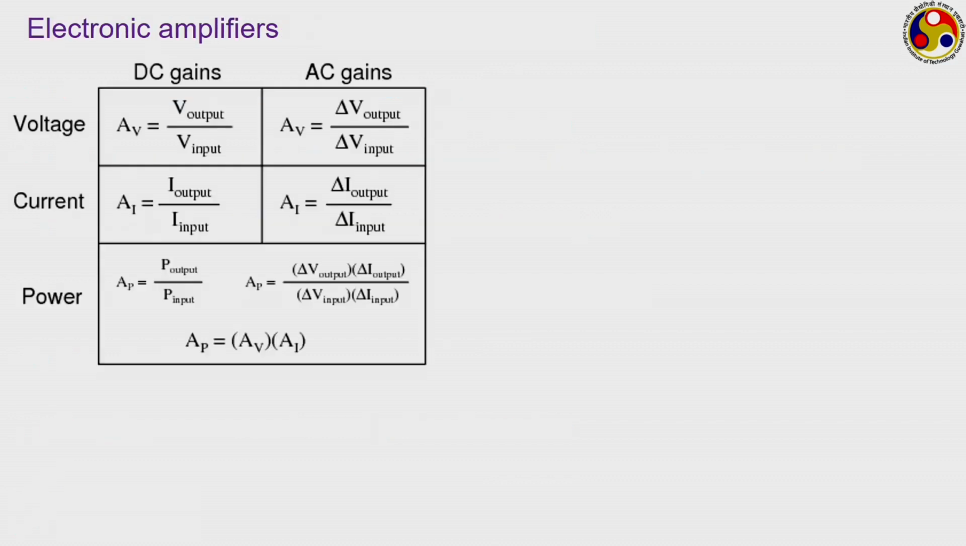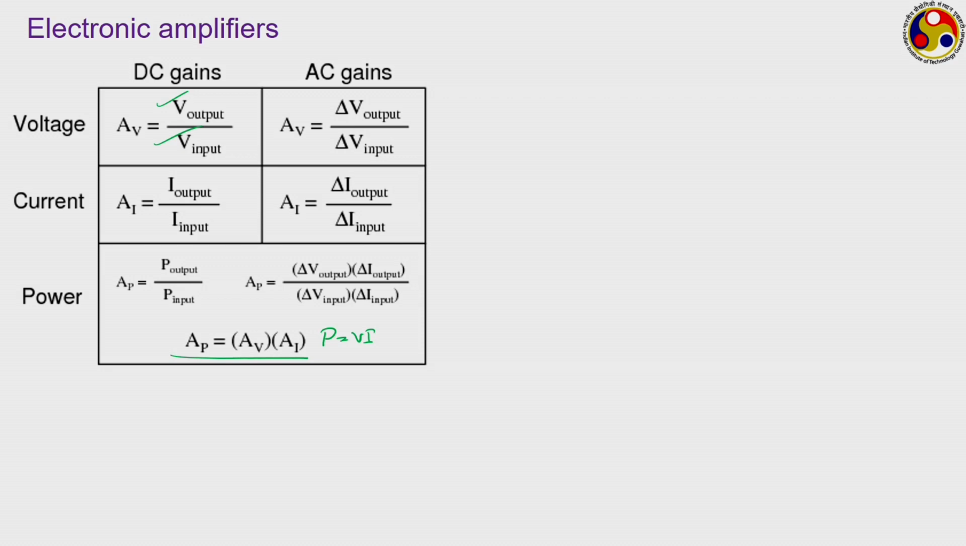An electronic amplifier, as I have mentioned, can have both DC and AC operation and can use voltage, current or power, any one, as the input. If you are talking about voltage amplification, then the gain or amplification factor is defined as output voltage by input voltage, same for current or power. As we know, power can be represented as a product of voltage and current, that is P is equal to VI. So, correspondingly the power amplification factor can be represented as a product of the voltage and current amplification factors.